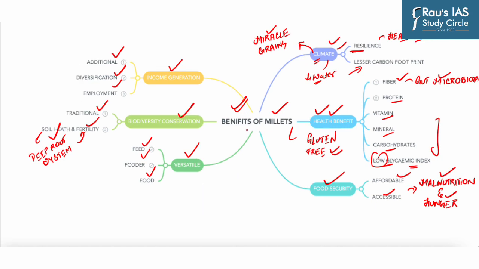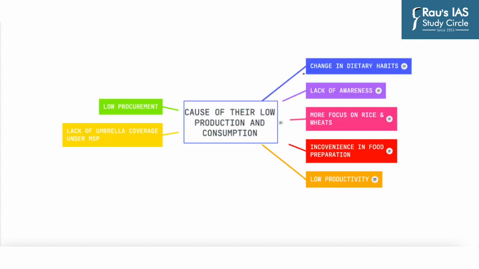Now we have seen that millets are highly nutritious and can withstand adverse climatic conditions. Also in India, millets have been a traditional staple crop for centuries, but their production and consumption have decreased significantly. So let's discuss some reasons behind their low production and consumption. The first reason is change in dietary habits. Now, with the rise of urbanization and a shift towards a more westernized diet, there has been a decline in the consumption of traditional foods such as millets.